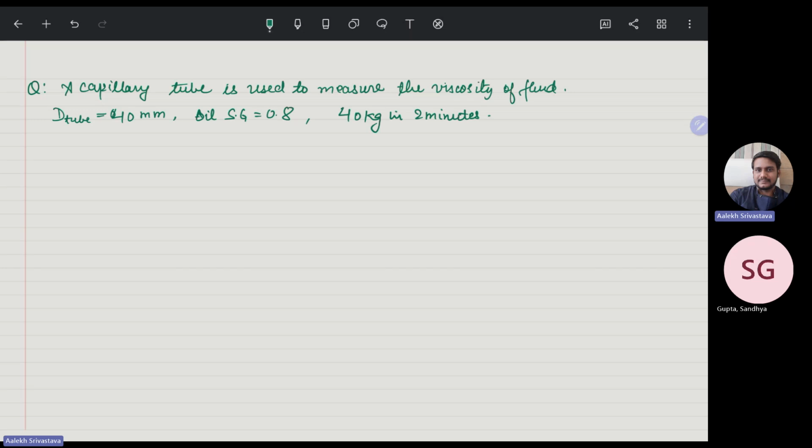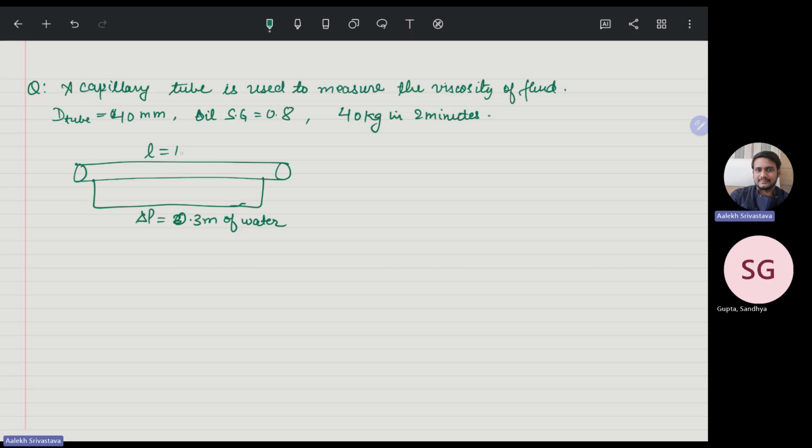The pressure head difference between the ends. So that tube is like this. At the ends, the pressure head difference delta P is 0.3 meter of water, and the length of the pipe is 1.5 meter. And you need to obtain what is the viscosity mu.